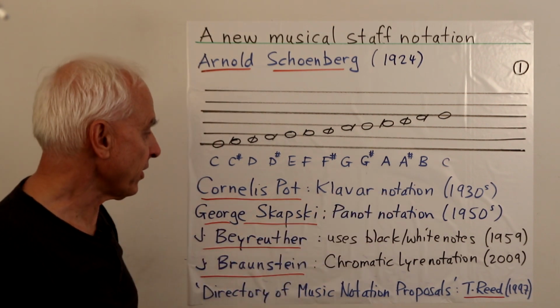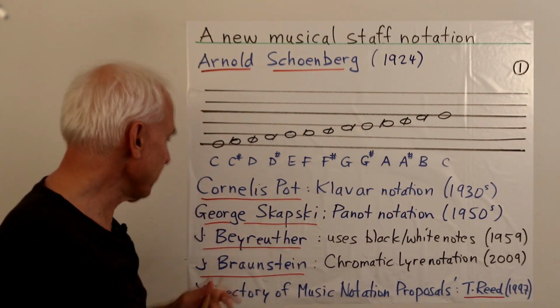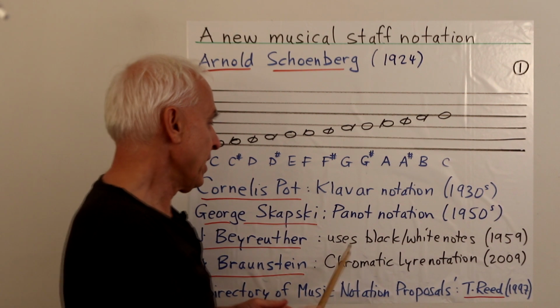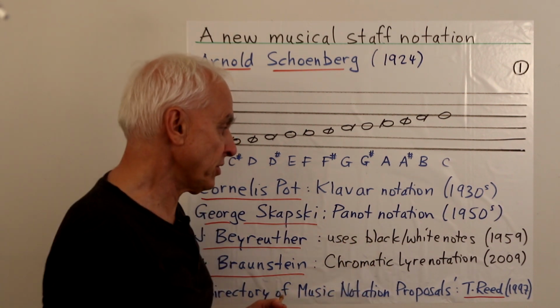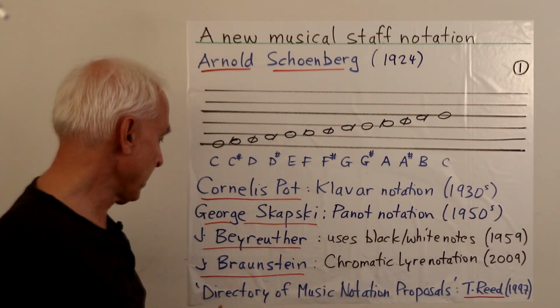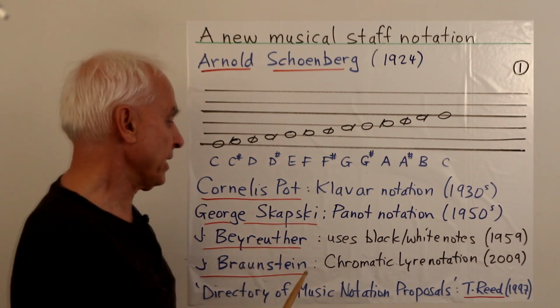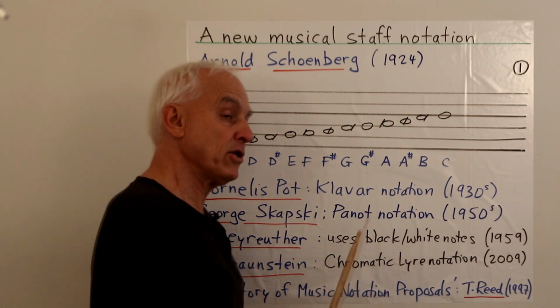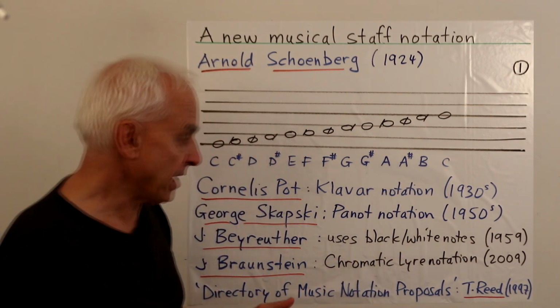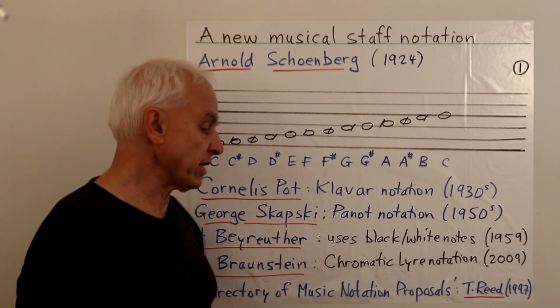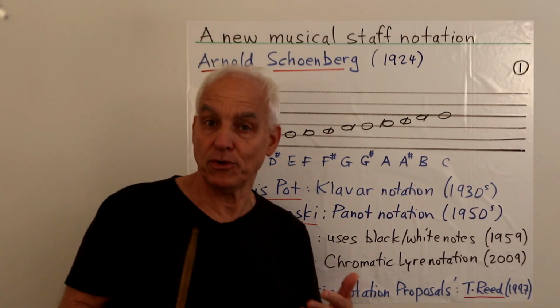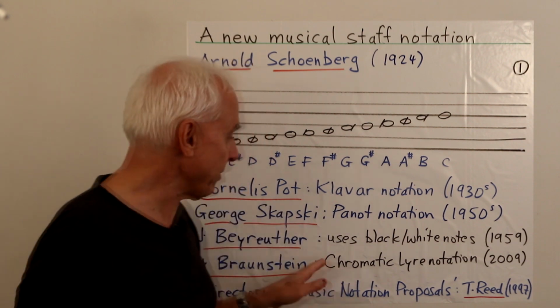That was in the 1930s. But there have been lots of others. For example, George Skapski introduced what's called Pianotone notation in the 1950s. J. Beyreuther introduced a system where black and white notes were both used in 1959, and that's actually quite important for us because we're going to be doing that too. Okay, so we're going to be following him.